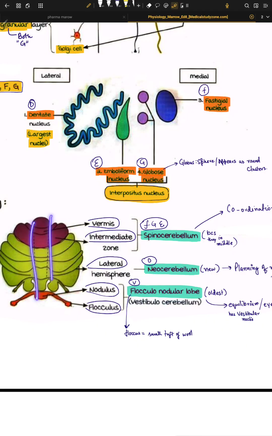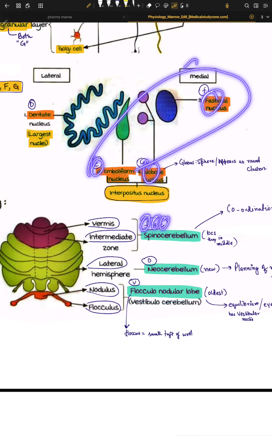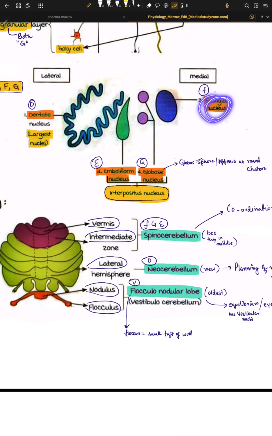Because vermis is the most functionally active part of the cerebellum, and it has 3 nuclei in it: F vestigial, G globus, and E emboliform. So these 3 are present here. Of course vestigial has to be present here, because vestigial is present on the midline of the 4th ventricle, so it has to be here. What about other zones? Well, we have the intermediate zone, right here.